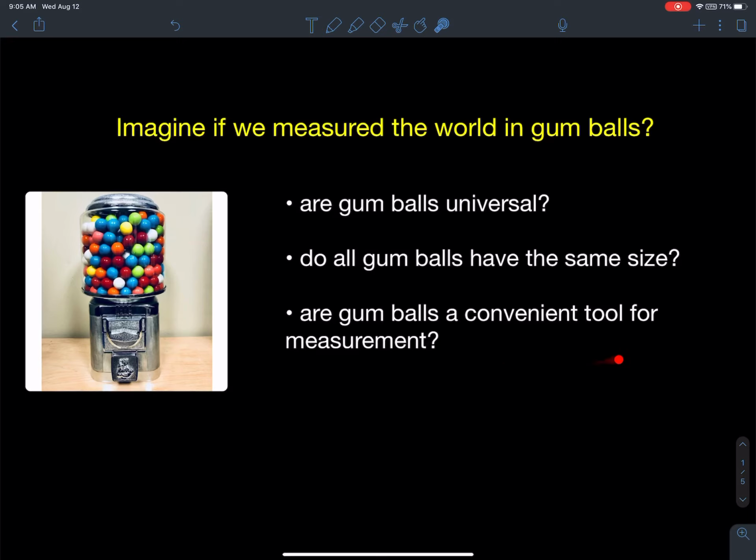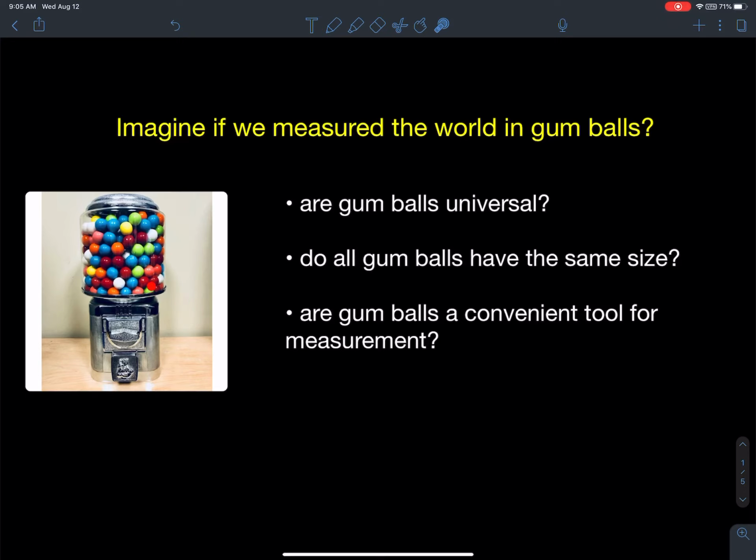And the last thing that we need to think about is that when anyone designed units of measurement, they needed to be convenient to describe the world around us. The world around us is a lot larger than gumballs. So when people designed a unit of measurement such as a meter, we're trying to use a meter as a very convenient tool to describe what is around us, the size of a human.